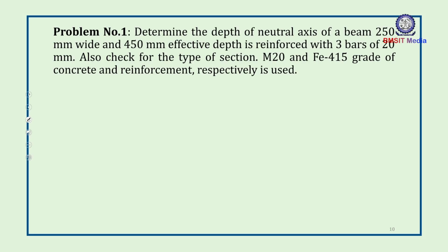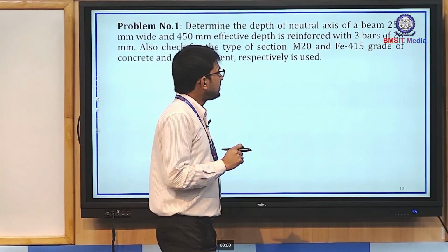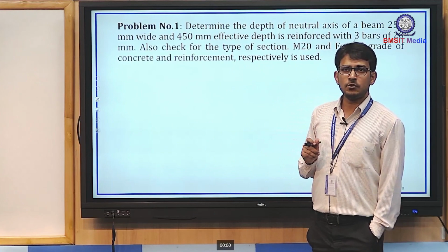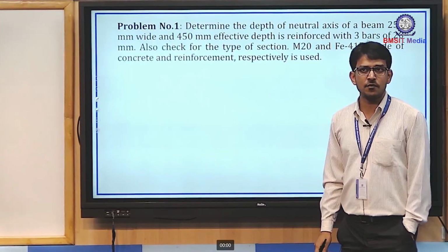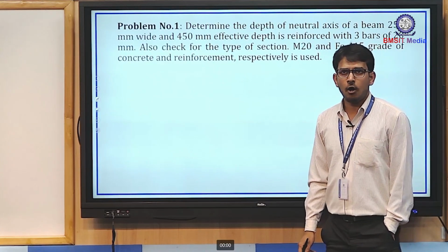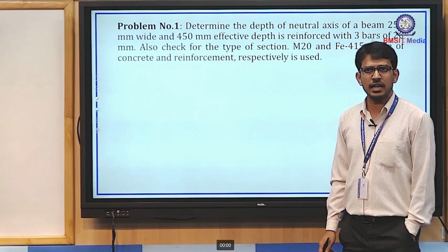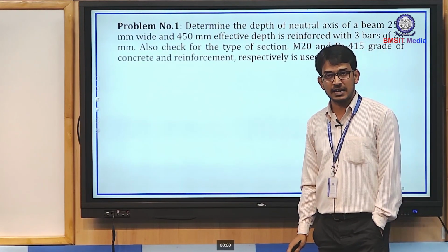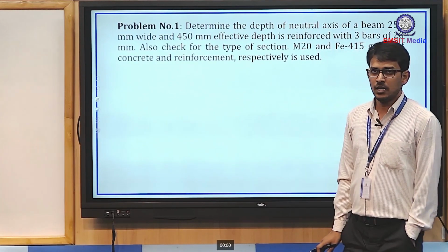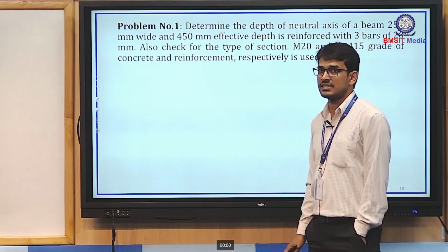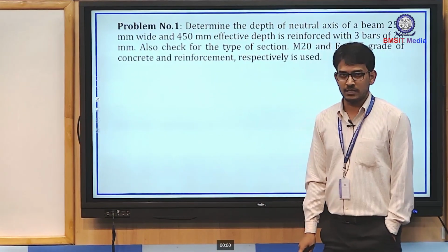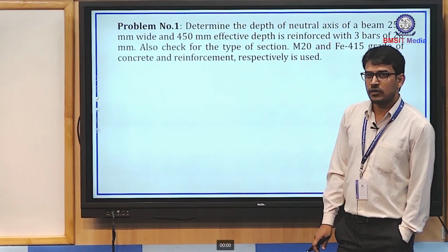Now we will take one problem. Determine the depth of the neutral axis of a beam 250 mm wide and 450 mm effective depth, reinforced with 3 bars of 20 mm. Also check the type of section, using M20 and Fe415 grade of concrete and reinforcement respectively. So this is the problem we have. The depth of neutral axis means Xu, which we have to calculate.